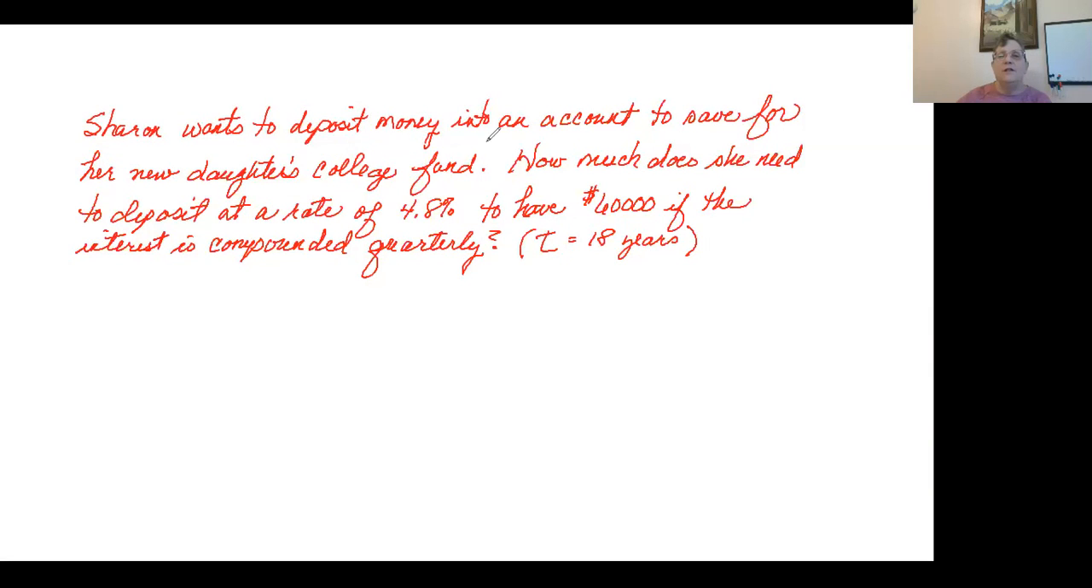Sharon wants to deposit money into an account to save for her new daughter's college fund. How much does she need to deposit at a rate of 4.8% to have $60,000 if the interest is compounded quarterly? And this is going to be for T equals 18. So we've got A equals P, and now this is going to be compounded quarterly, so it's going to be 1 plus R over N raised to the NT. She wants to have $60,000.